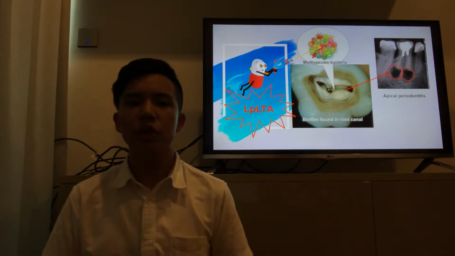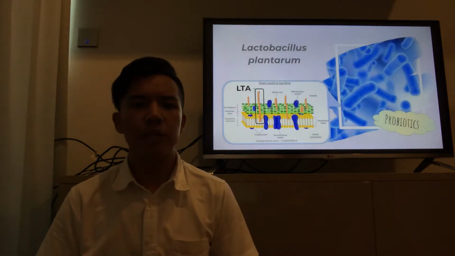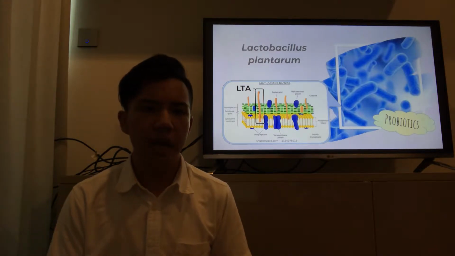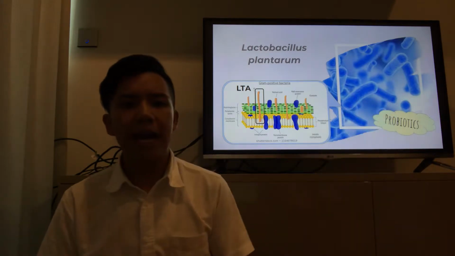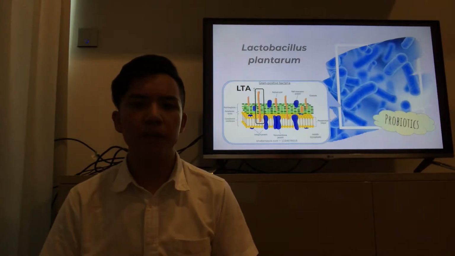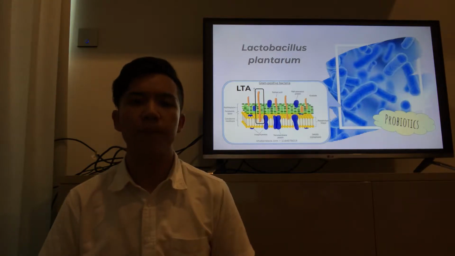One of them is using Lactobacillus plantarum. Lactobacillus plantarum is a gram-positive bacillus, a facultative anaerobe, which is known as a probiotic. Its cell wall contains lipoteichoic acid or LTA, which attaches the cell wall to the cell membrane.